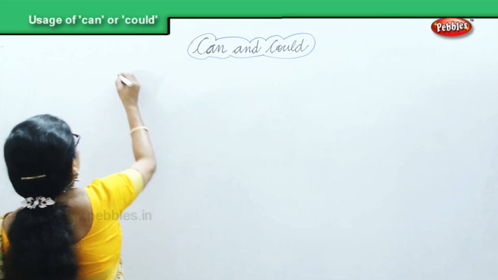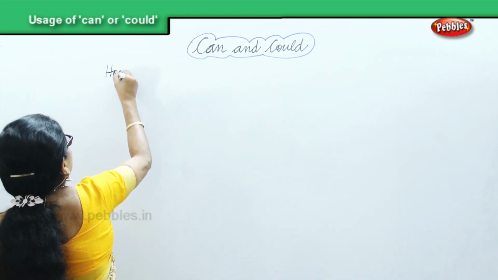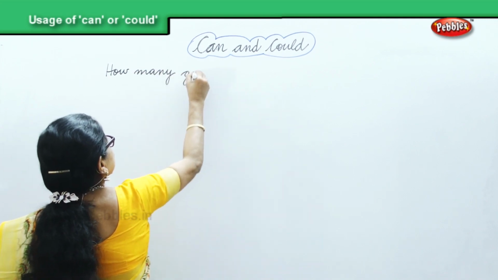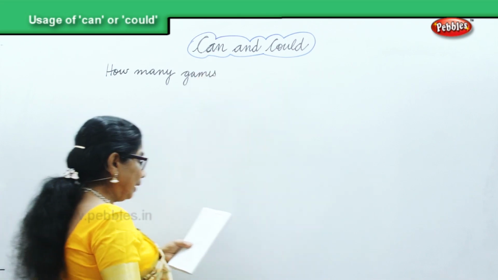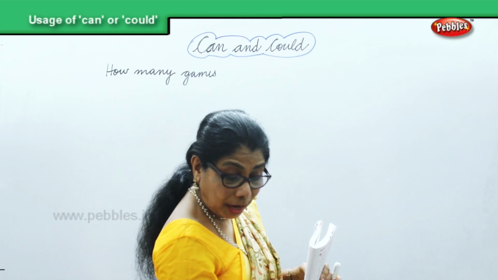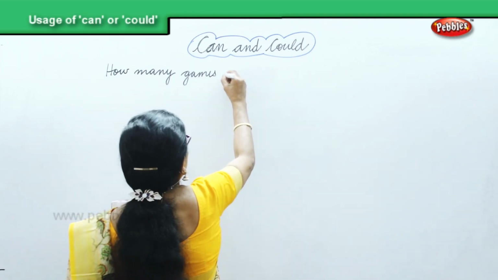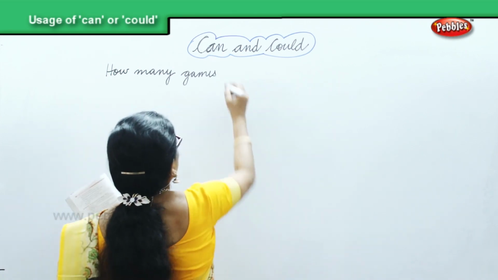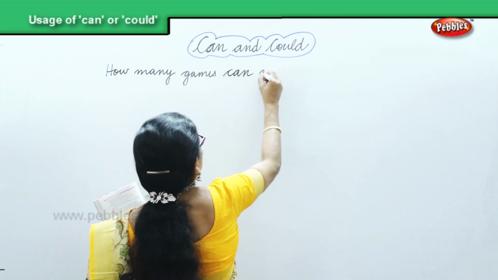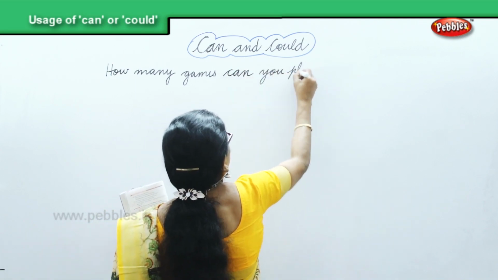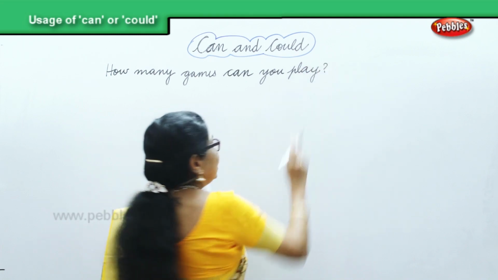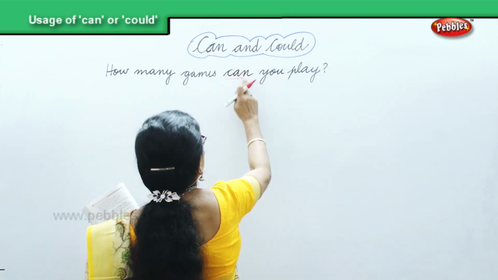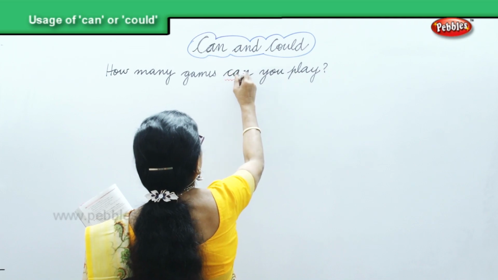Look at the sentence. How many games can you play? How many games can you play? We are talking about what is possible with you. Okay? Can. How many games can you play?